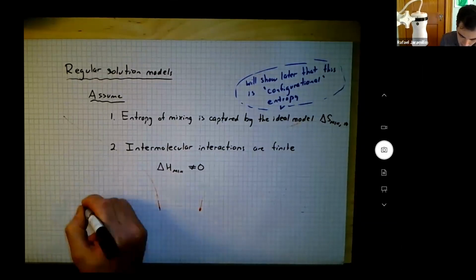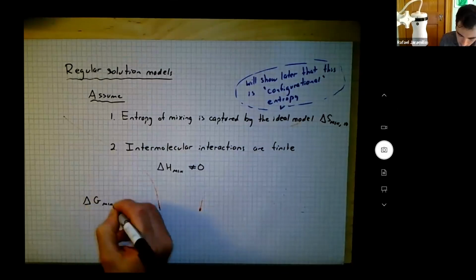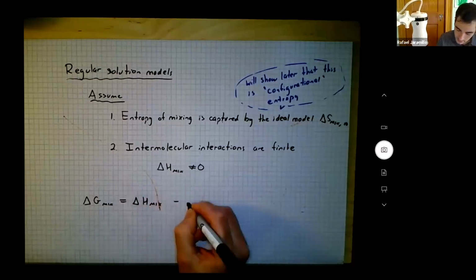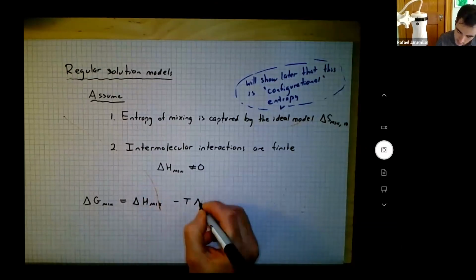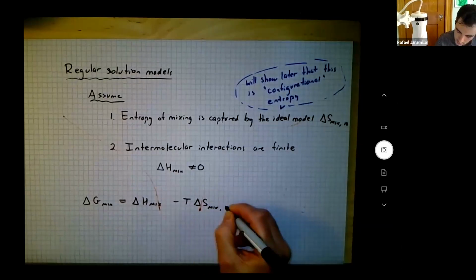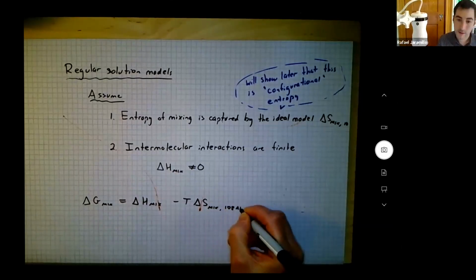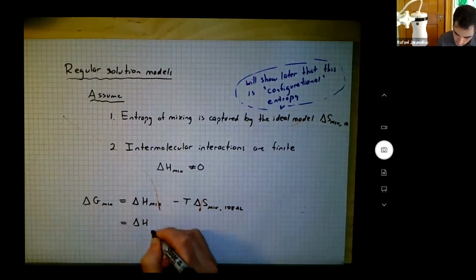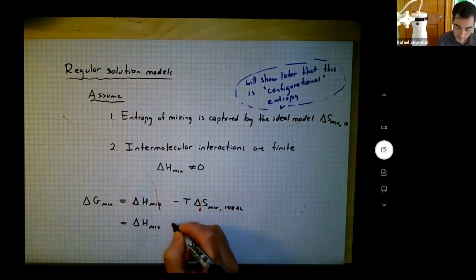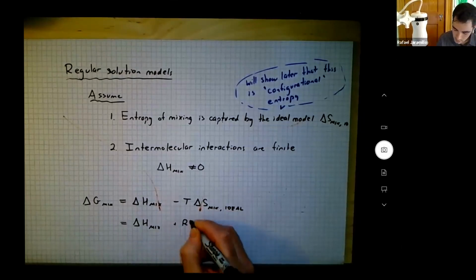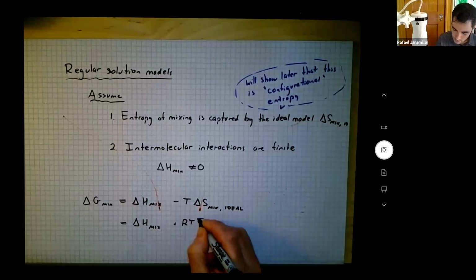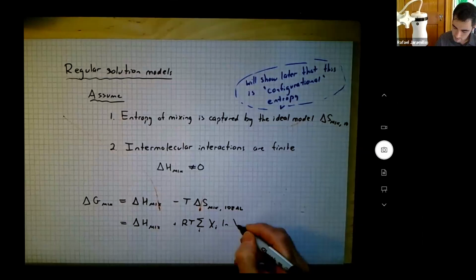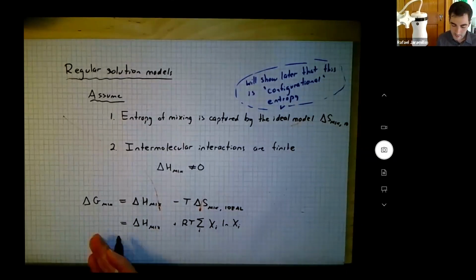We get delta G of mixing equals delta H of mixing, in general non-zero, minus T delta S mixing, where this is ideal. That's ideal. And that is equal to the following. Okay. So this is what's called a regular solution model.